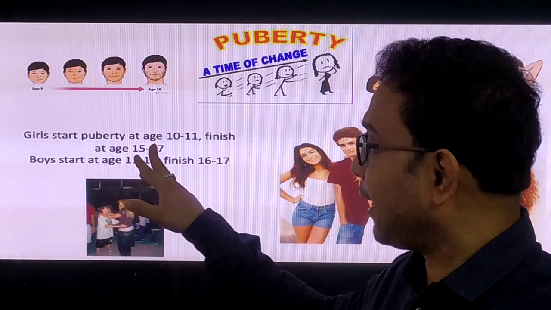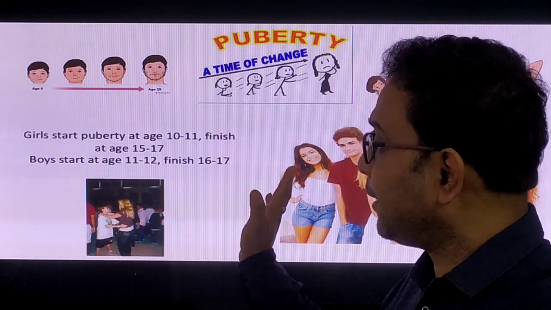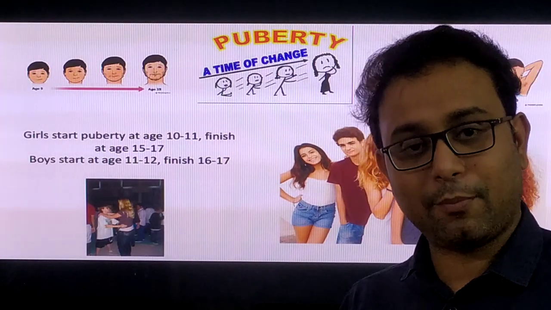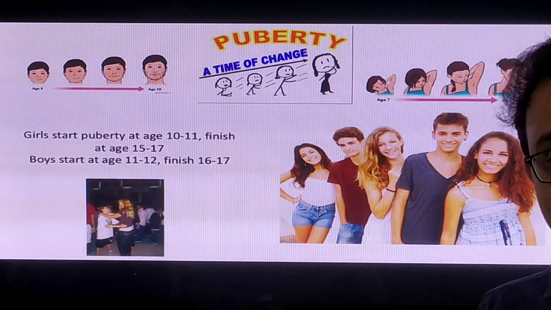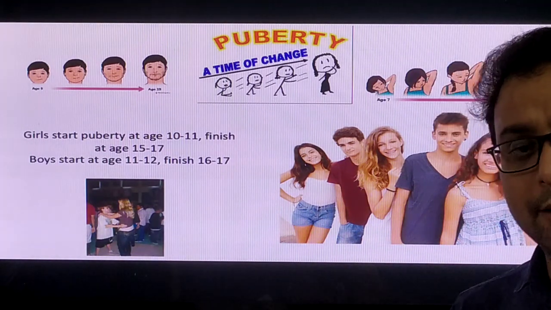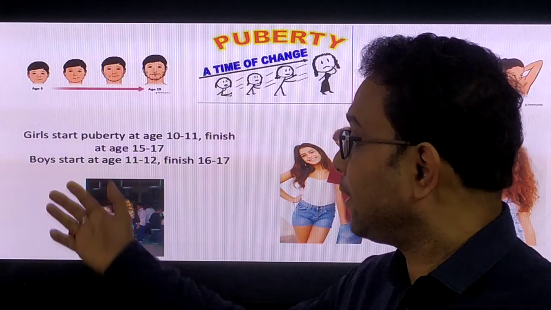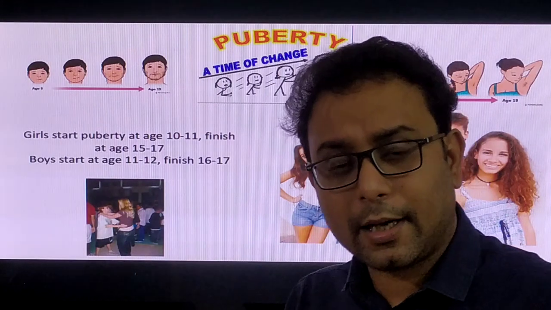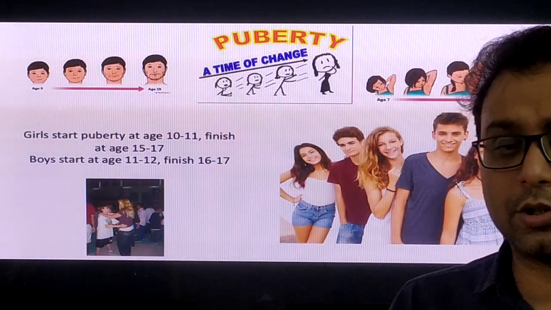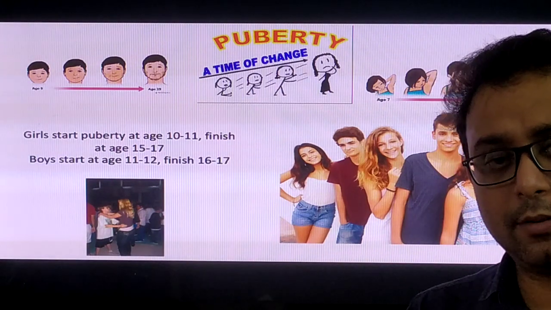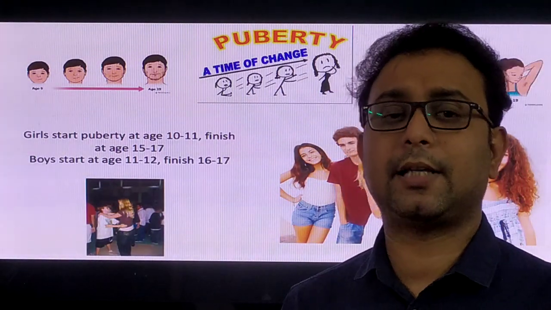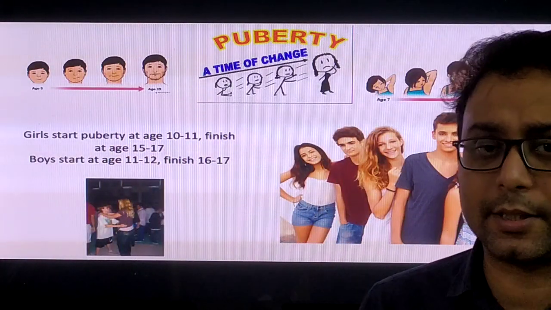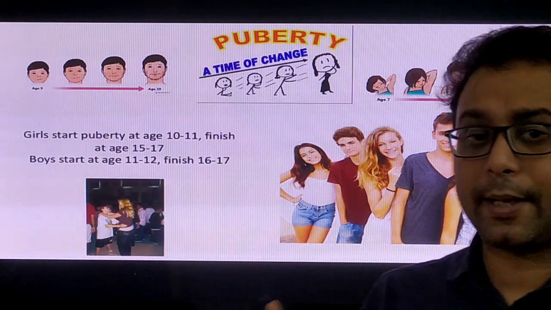Girls start puberty at the age of 10 to 11 and finish at the age of 15 to 17. That means the puberty time, the sexual maturity, is finished by 15 to 17. But boys start at 11 to 12 years, some later. When any child, maybe a son or daughter, reaches puberty, at that time changes happen in their mind. Also some psychological change, and some physical change you can observe at that particular time.